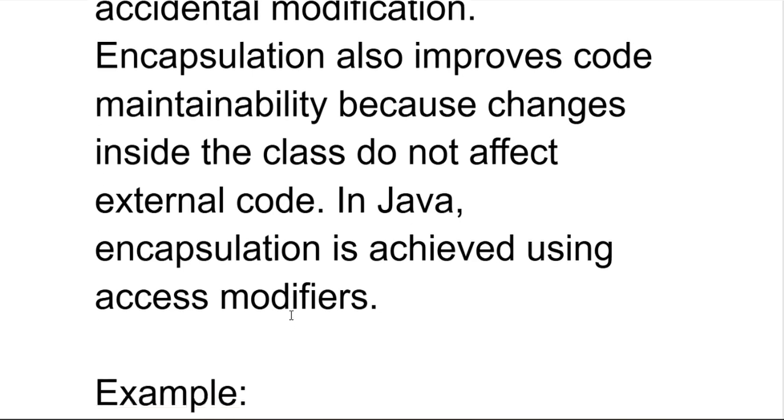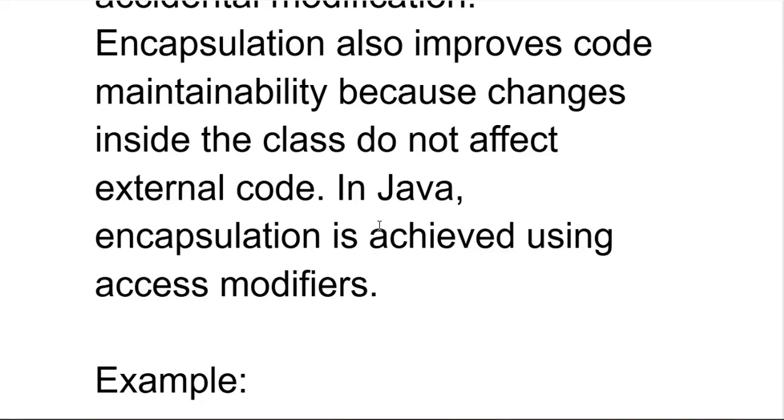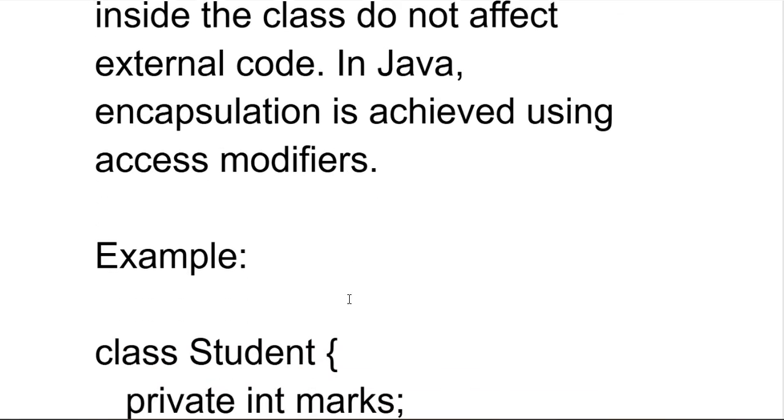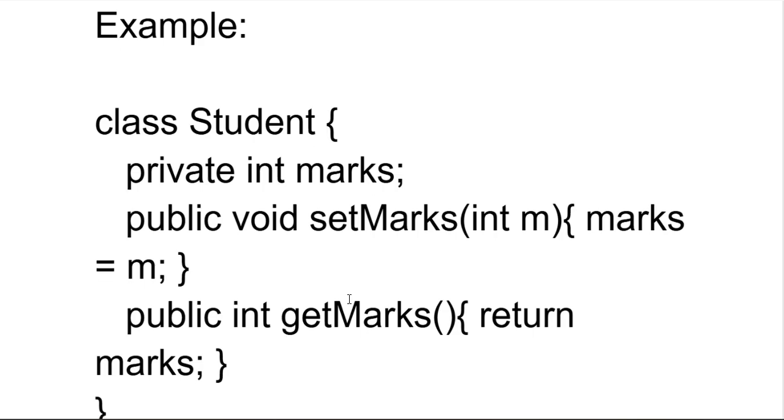In Java, encapsulation is achieved using access modifiers. We all know what access modifiers are, like public, private, protected. These all are access modifiers. With an example, let's understand this in more detail.